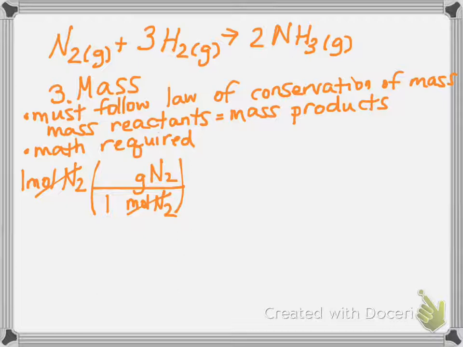Multiplied by 2 because there are 2 of them. So I'm going to use 28.014, which means, right, this is pretty easy math, 28.014 grams of nitrogen.